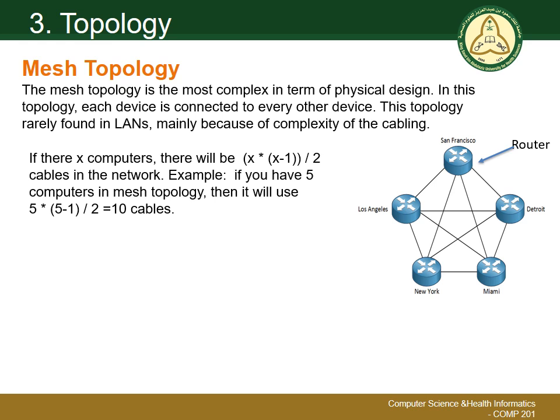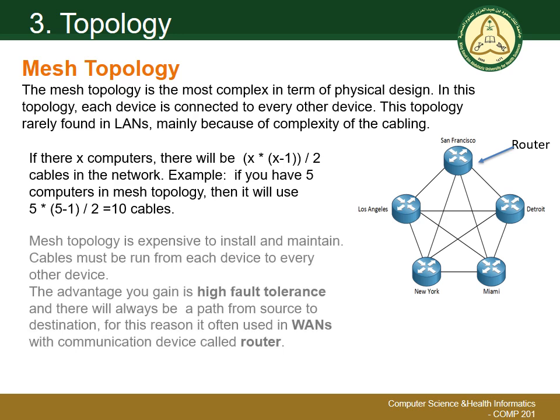The mesh topology is the most complex in terms of physical design. In this topology, each device is connected to every other device. This topology is rarely found in a local area network, mainly because of the complexity of the cabling. Okay? Complexity of cabling. Mesh topology is expensive to install and maintain. Cables must be run from each device to every other device. The advantage you gain is high fault tolerance, and there will always be a path from source to destination.